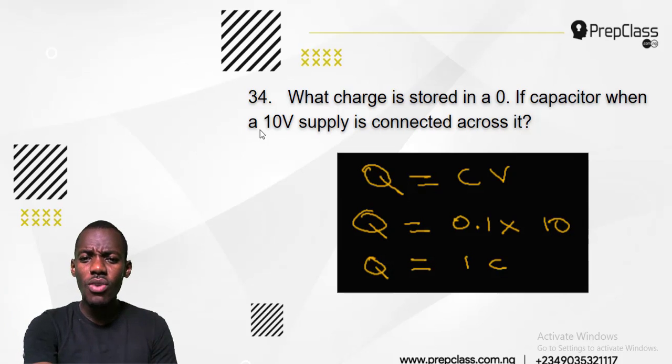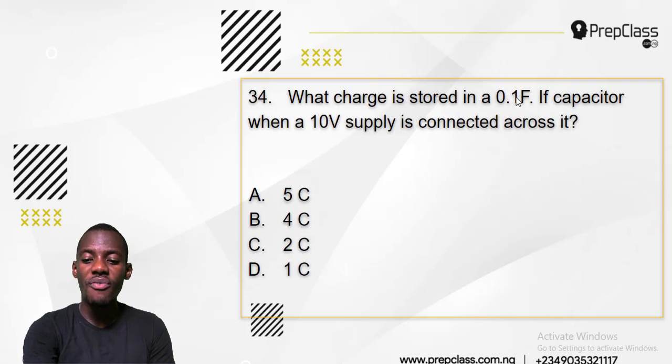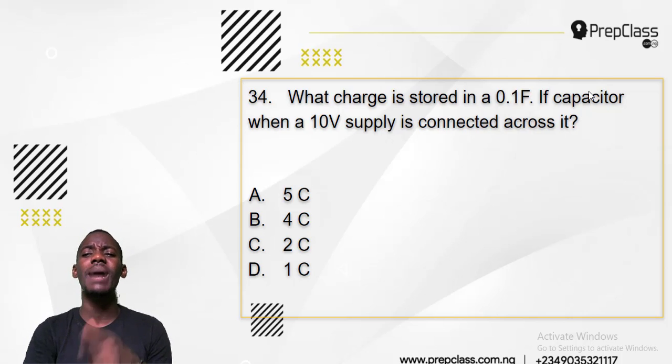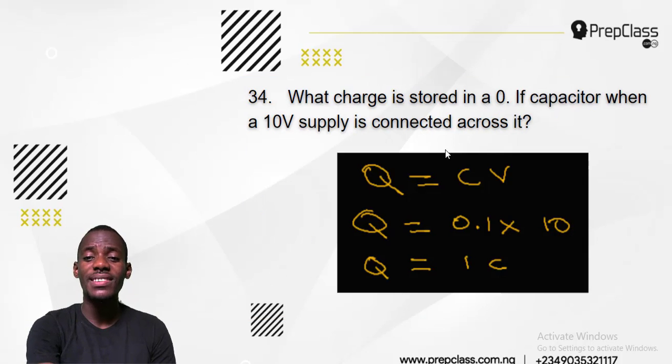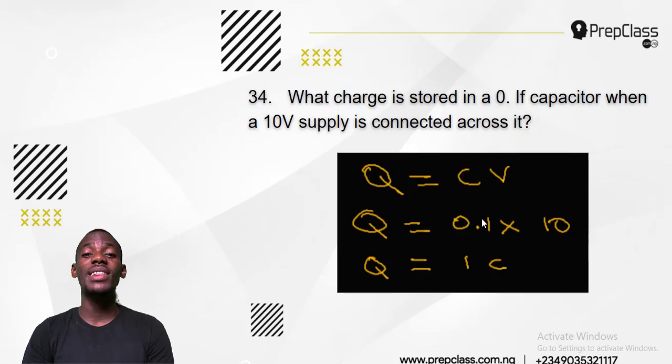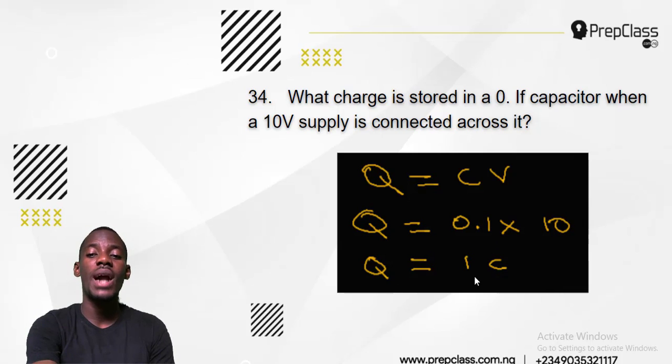Now, the question says what charge is stored in a 0.1 farad capacitor when a 10-volt supply is connected. My C is 0.1 and my voltage is 10 volts. So it is simply 0.1 times 10, and the answer is Q equals 0.1 times 10, which is simply 1, and that's my answer. The answer is 1 coulomb.